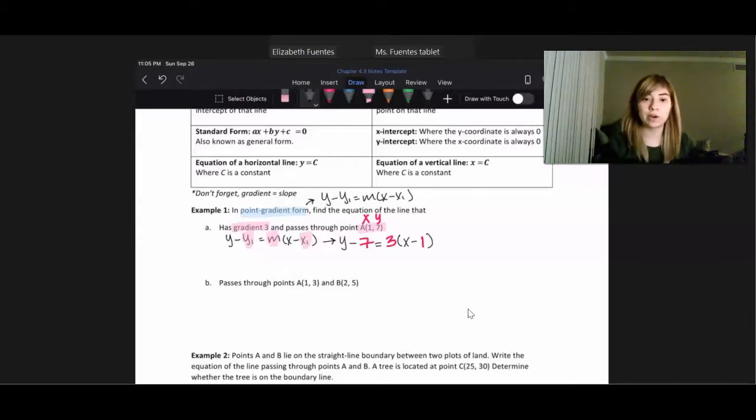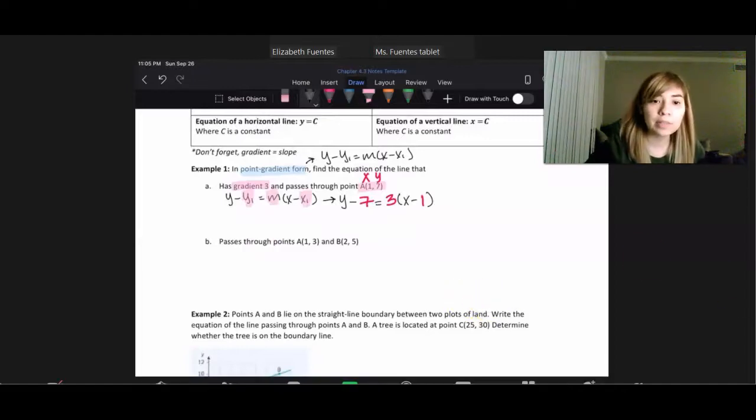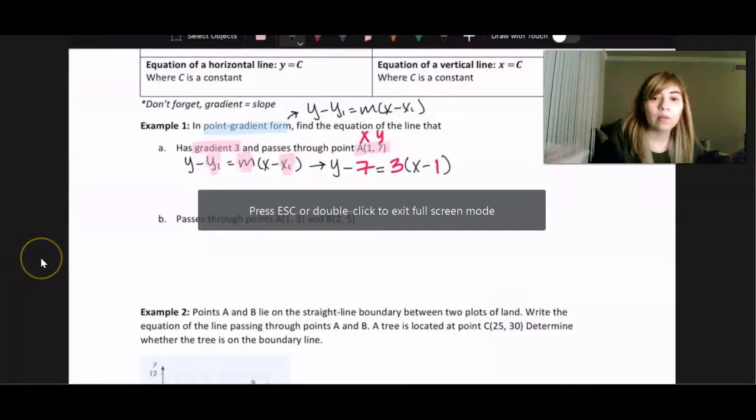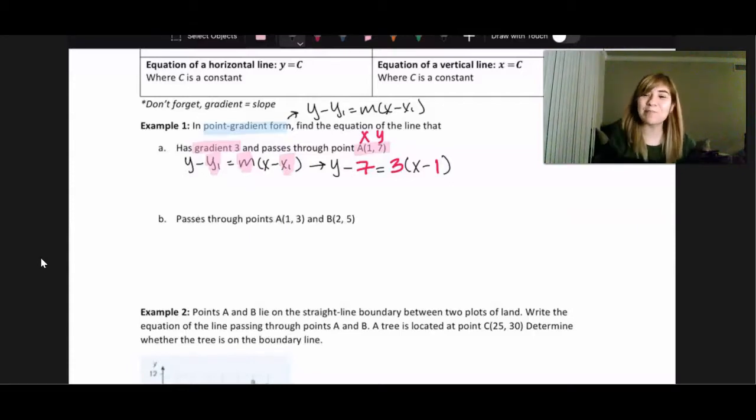So we'll move on to part B. For part B, you can probably tell I put a cut there, so ignore that. In part B, you'll notice it gives a point A (1, 3) and a second point B (2, 5). Now in this case, it gives us 2 points, but they don't give us a gradient.